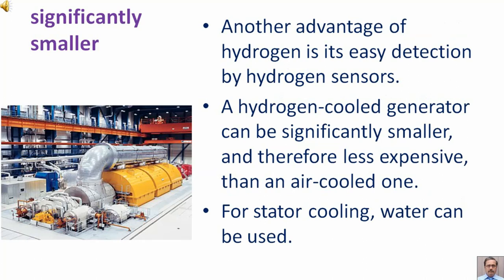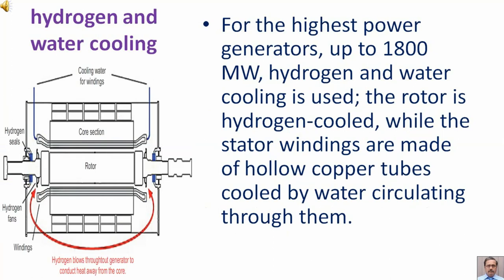For stator cooling, water can be used. For the highest power generators up to 1800 megawatt, hydrogen and water cooling is used. The rotor is hydrogen cooled while the stator windings are made of hollow copper tubes cooled by water circulating through them.